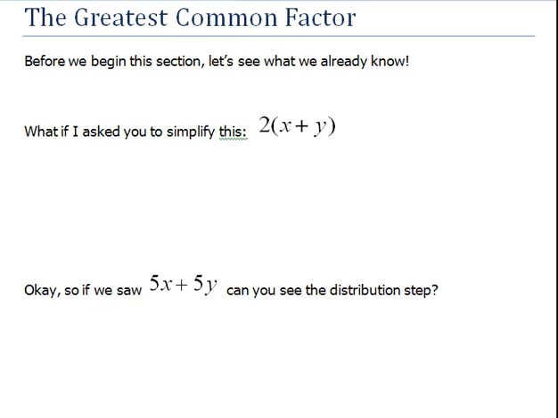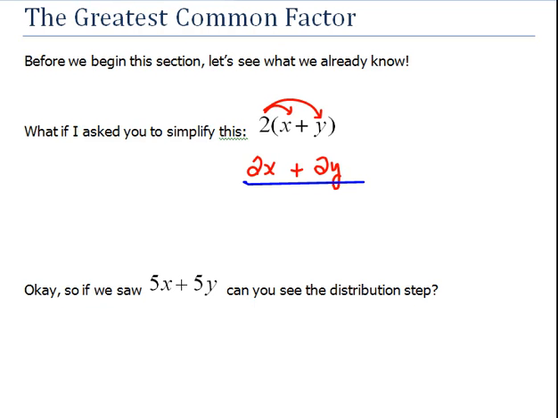Now, we have seen things like this before, where if you're supposed to simplify 2 times x plus y, hopefully by this time, the minute that you look at this, you should recognize this as a distribution problem. So we would multiply the 2 times the x to be 2x, and then the 2 times the y to be a positive 2y. Now, we've been doing that for this entire semester. But let's look at it as, what if we were presented with the 2x plus 2y?